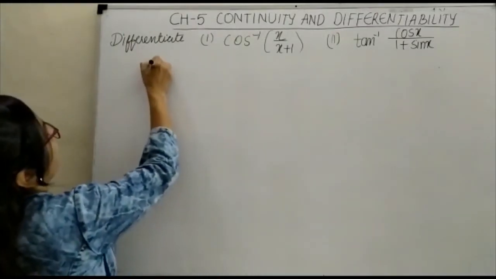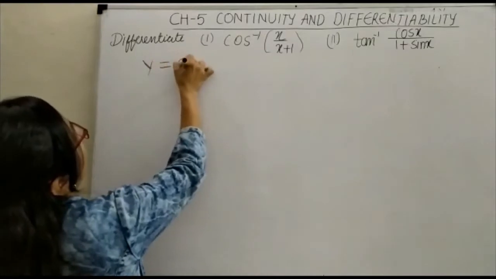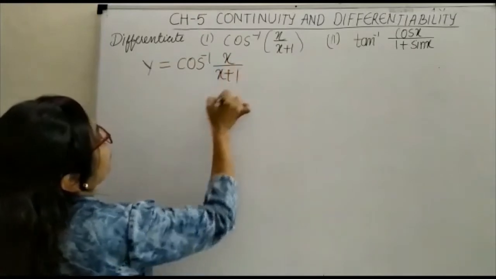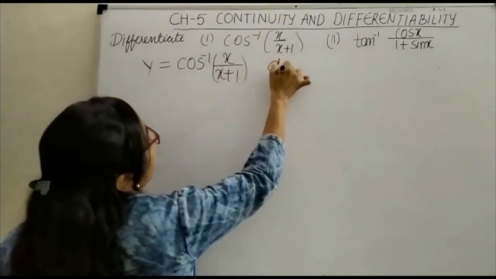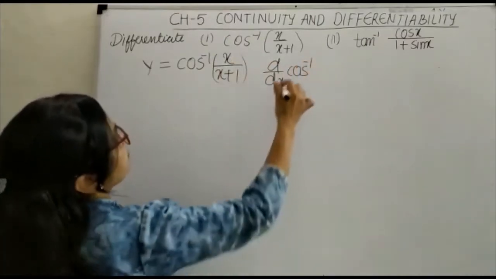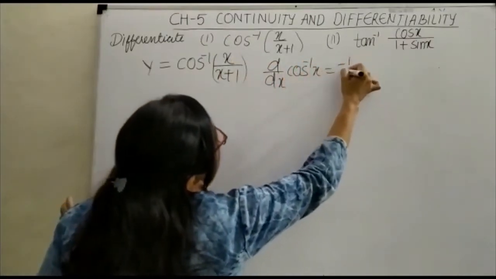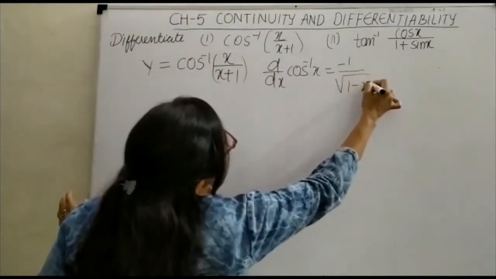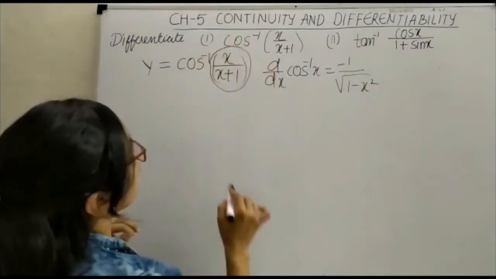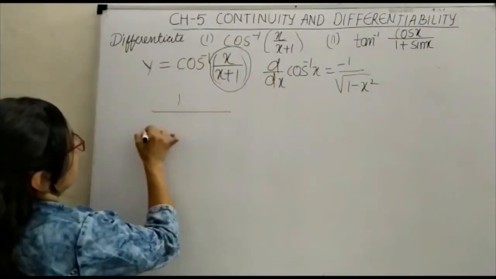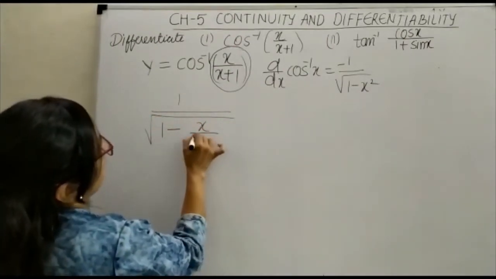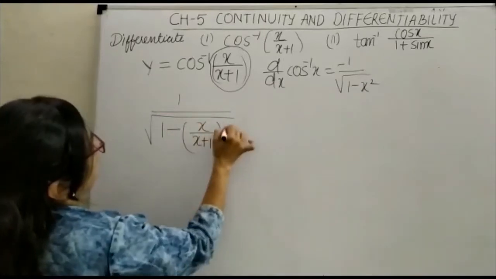This will be y is equal to cos inverse x upon x plus 1. We know the differentiation of cos inverse x is minus 1 upon under root 1 minus x square. So this whole is now your x. So this will be 1 upon under root 1 minus x plus 1 the whole square.